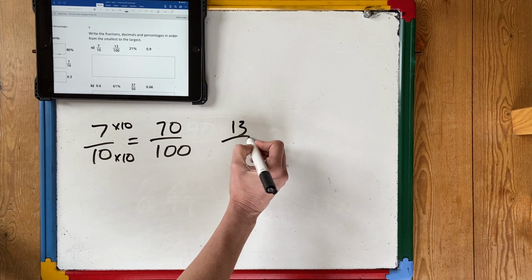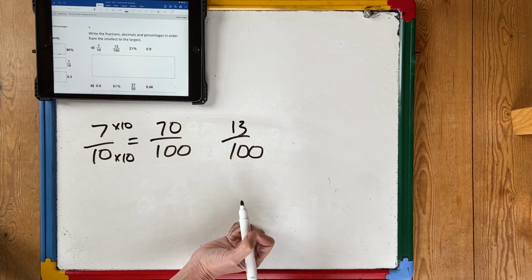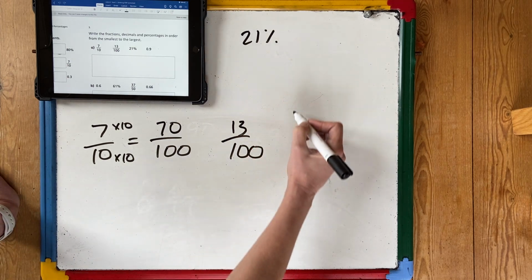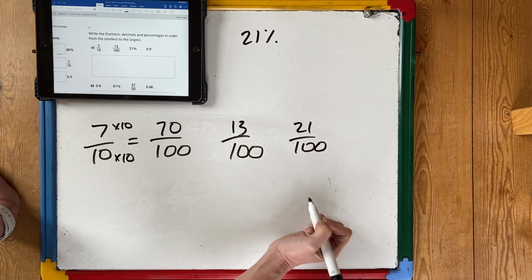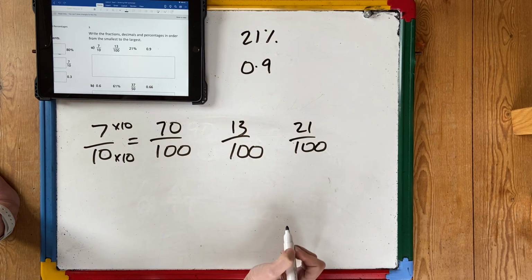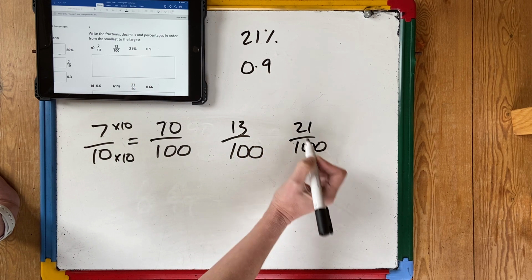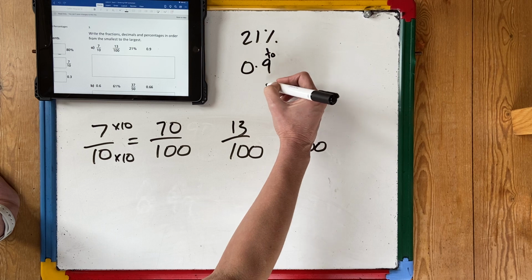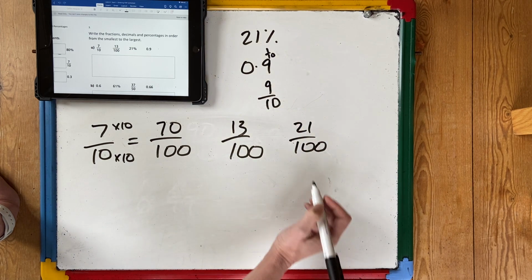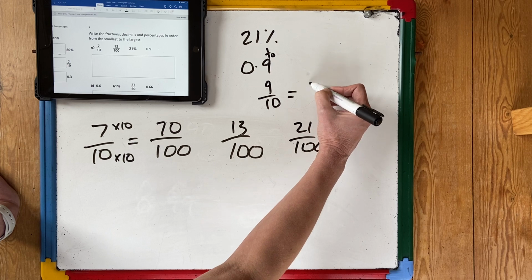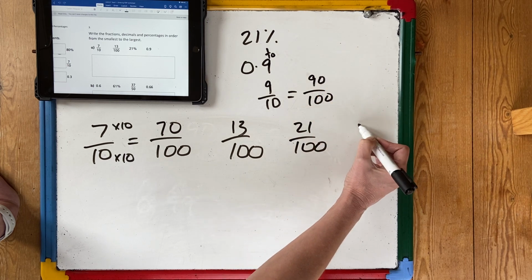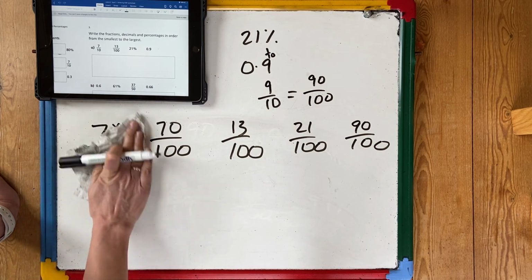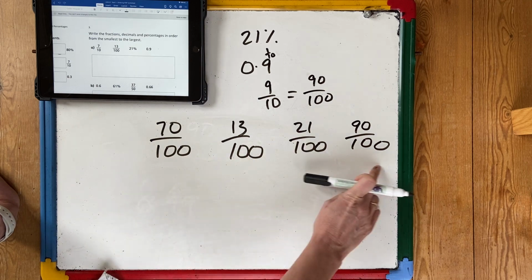We've already got 13 hundredths. What is 21%? 21% in hundredths is 21 hundredths. And 0.9, what is 0.9 in hundredths? 0.9 is in the tenths column, so 0.9 is the equivalent of 9/10. 9/10, the equivalent fraction in hundredths, is 90 hundredths. Okay, now everything is in hundredths. I can easily compare them.